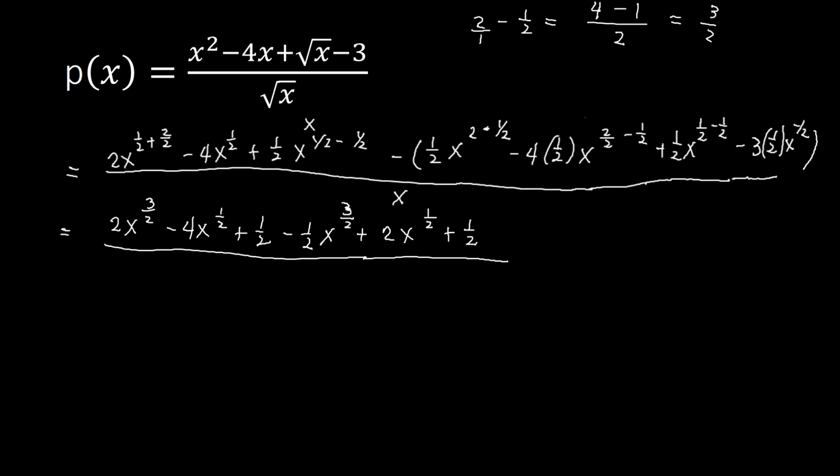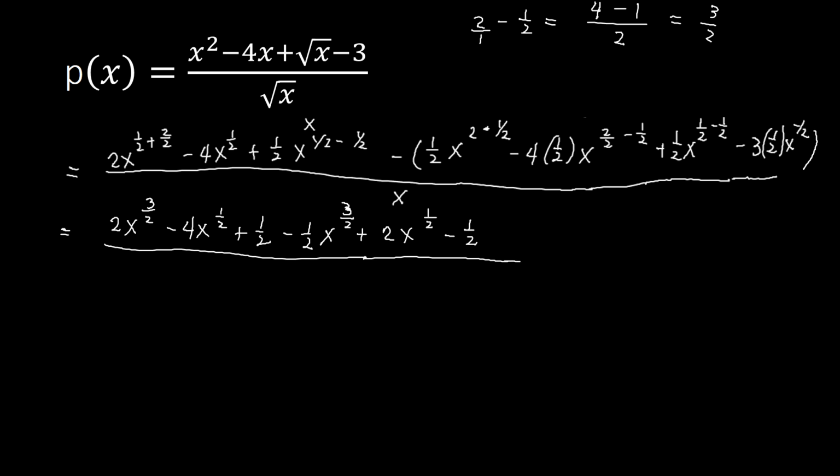Instead of plus, by the way, that's a minus because we are distributing our negative sign here. So again, everything inside the sign will change. So that's a minus 1 half. And then x to the power of 1 half minus 1 half, that's x to the power of 0. So that's simply 1. So we don't need to write anything.